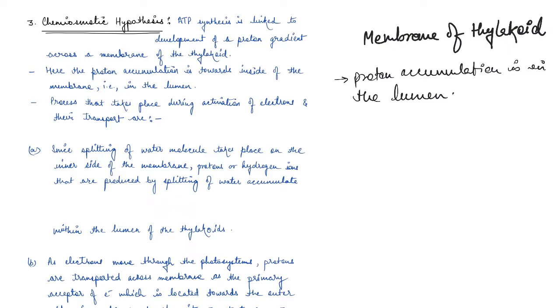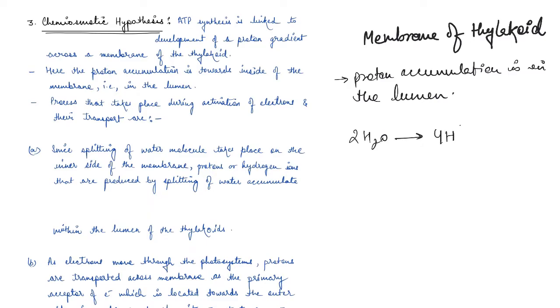So in this process, activation of electrons happens, and then the transport of electrons determines the steps that cause the proton gradient to develop, right? It's all about this movement of electrons. Now, the splitting of the water molecule takes place on the inner side of the membrane, right? The protons or hydrogen ions are produced by the splitting of water.